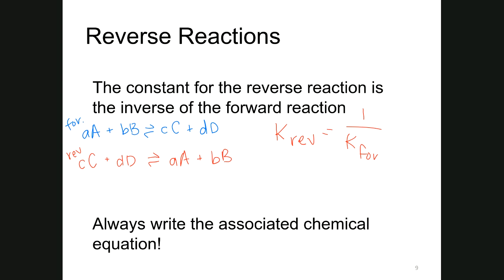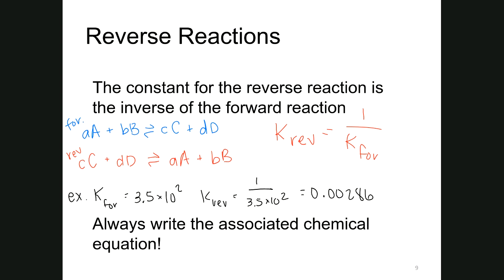So for example, let's just see what this would look like with an actual number. Let's say for a given chemical reaction, we'll say K of the forward reaction is equal to 3.5 times 10 to the second. So what we would do to find K of the reverse is we would take 1 divided by that value, and our K of the reverse would be 0.00286.